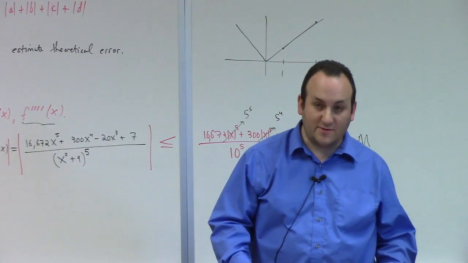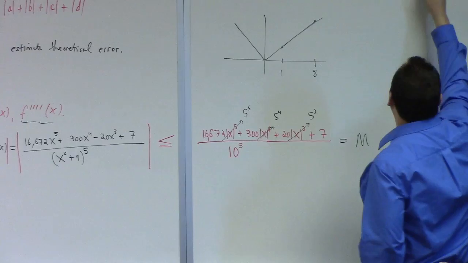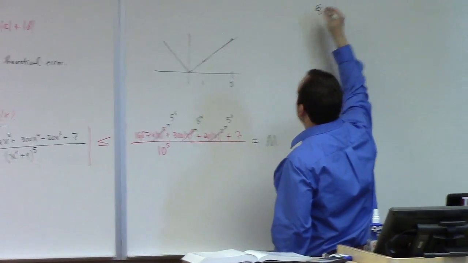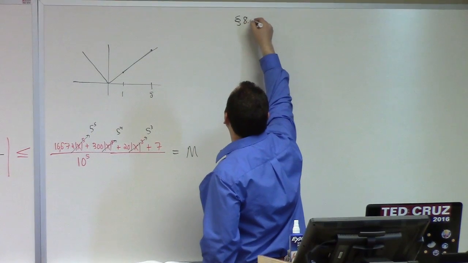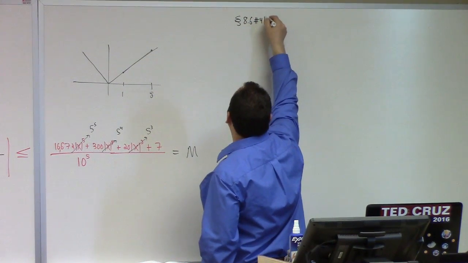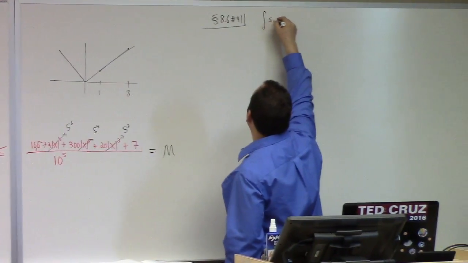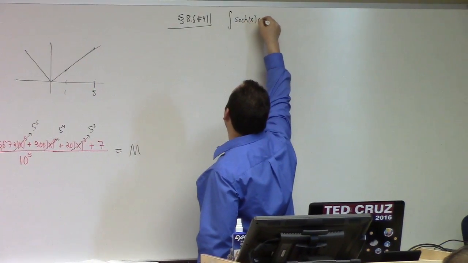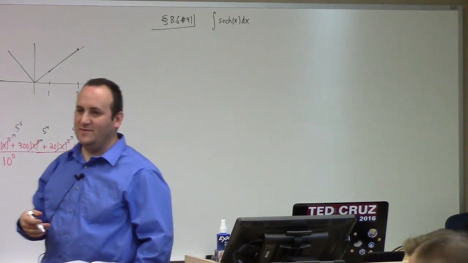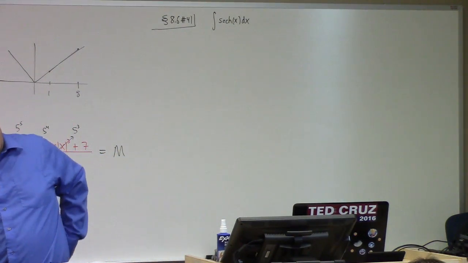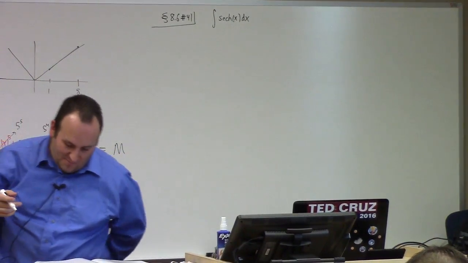Let me have pity upon you and talk about number 41. So this is section 8.6, number 41. Here you're asked, what's the integral of hyperbolic secant of x dx? Now I have speculated at various points in my life that you could solve this by using u equals hyperbolic secant plus hyperbolic tangent. I'm not so sure about that. I tried it yesterday. It didn't work.